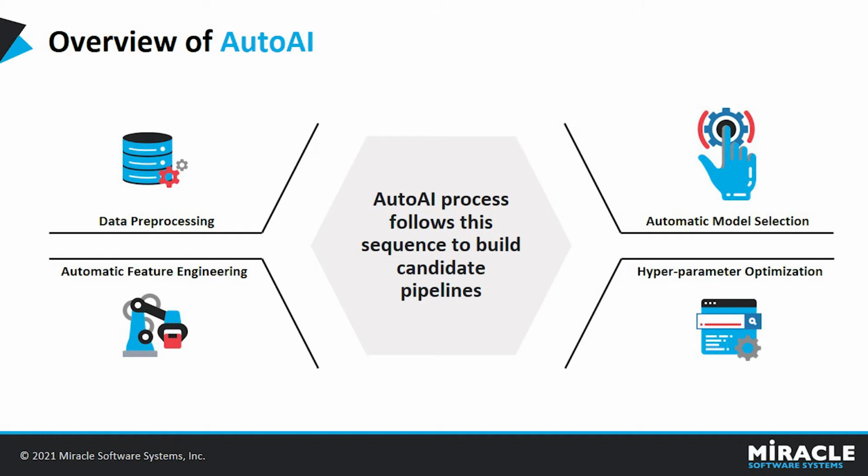Automatic feature engineering. This helps in transforming the raw data into new features by combining the old features according to the problem statement. This will be done using an algorithm that is automatically selected by Auto AI. Hyperparameter optimization refines the best performing model pipelines from the generated machine learning pipelines. Auto AI uses a different approach to evaluate these pipelines, which will be further discussed in the coming slides.